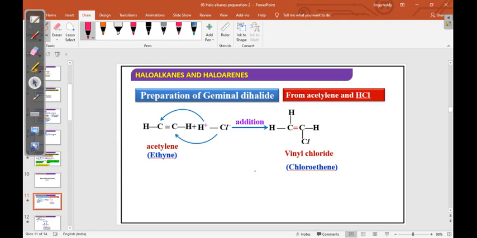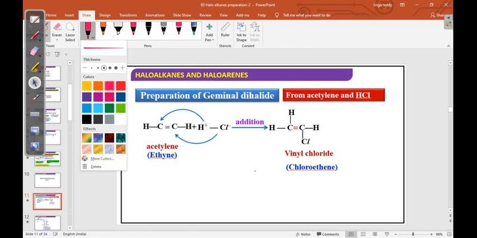Alkynes as well, allylic compounds. Now, preparation of geminal halides from acetylene. Geminal halides from acetylene.